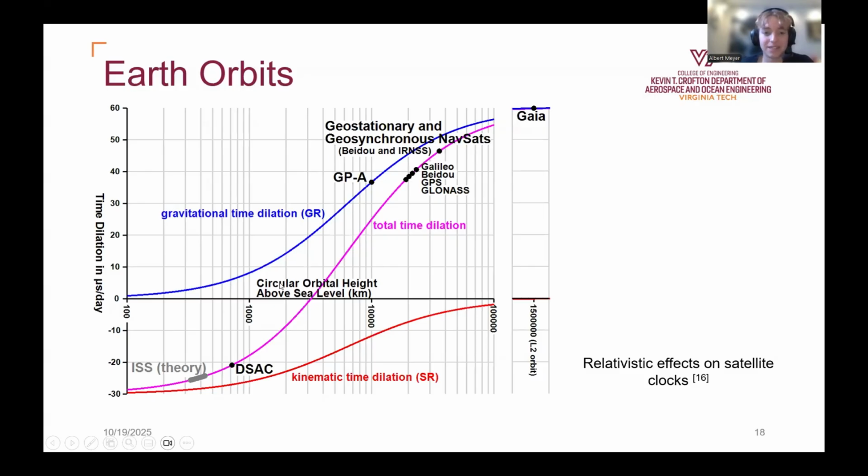And then of course this pink line in between is the total time dilation. So you could see this additive effect here, and you could see it actually crosses the x-axis here. So there is a point at which it cancels out. But for different satellites and different systems that they have labeled here, you can see those effects. And of course, you have GPS here, which we said is 38 earlier. So there it is on the pink line.